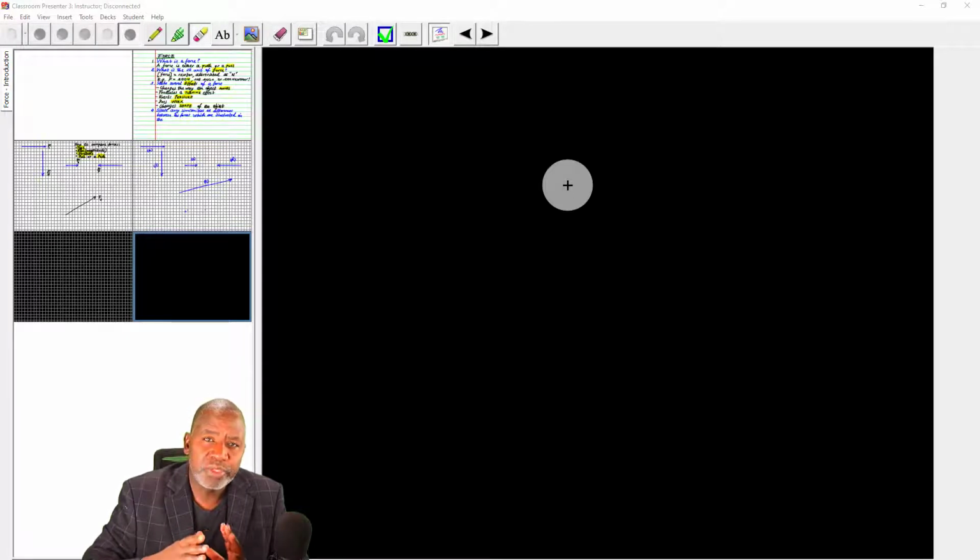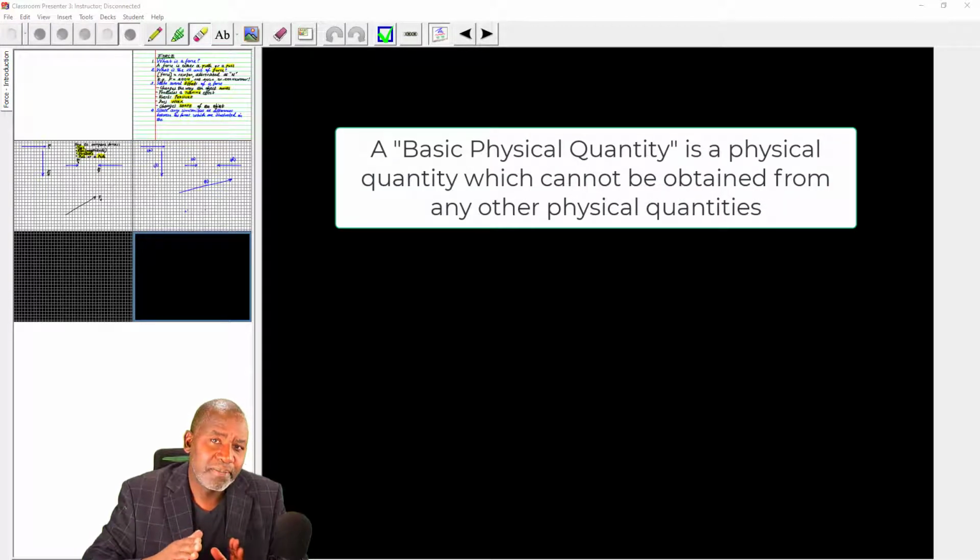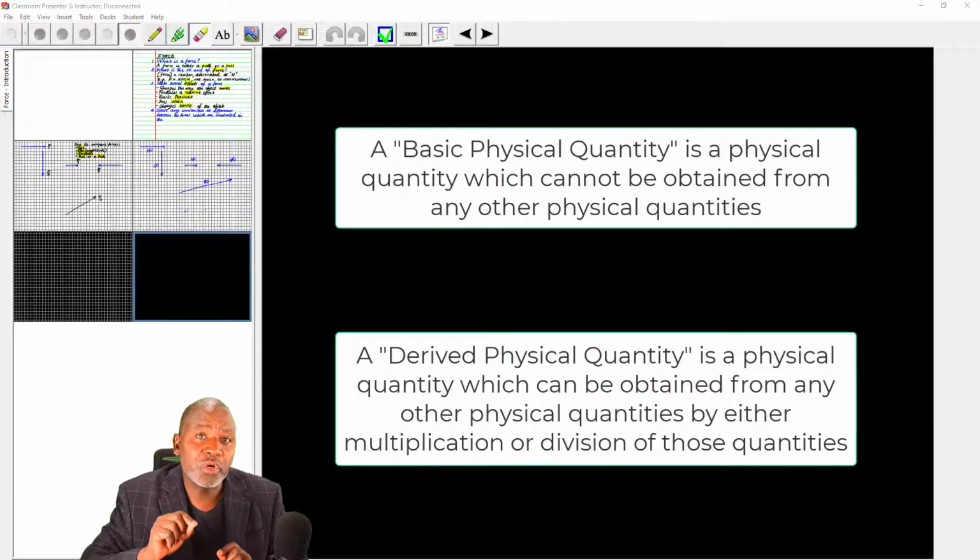Now the difference between basic physical quantities and derived physical quantities is that while basic physical quantities cannot be obtained from any other physical quantities, you find that derived physical quantities are actually obtained from other physical quantities by the process of multiplication and division. Force is a physical quantity. It is a derived physical quantity. So we want to ask ourselves, what is force?